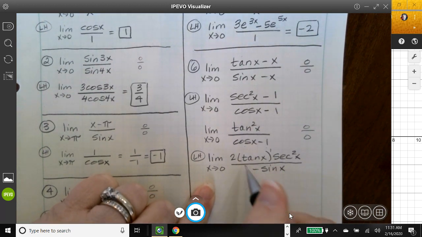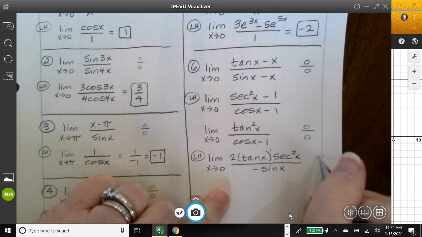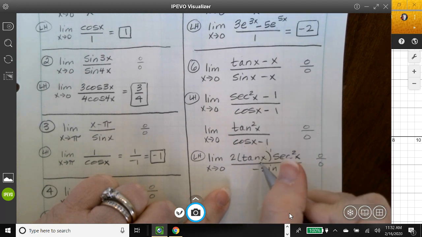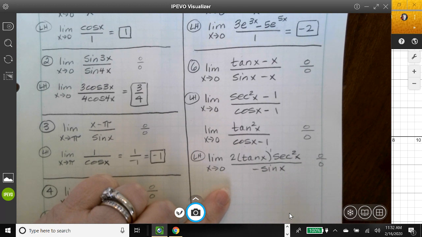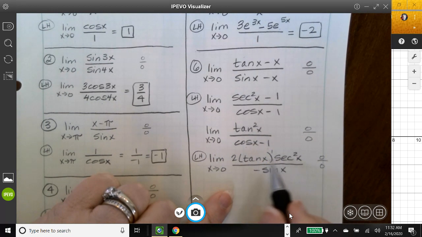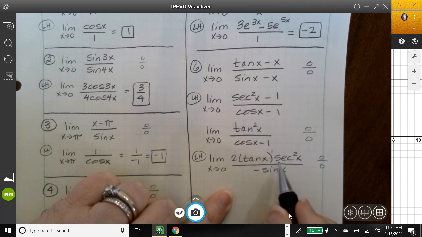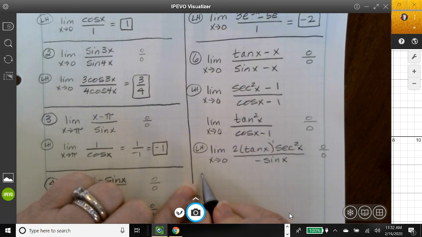Now, I would have to use this is 0 over 0 again, because the tangent of 0 is 0 and the sine of 0 is 0. So this right here is going to be a little bit messy because I'd have to use the product rule here, but I'm going to use my understanding of trig functions and simplify this first. So this is going to be a simplifying step.